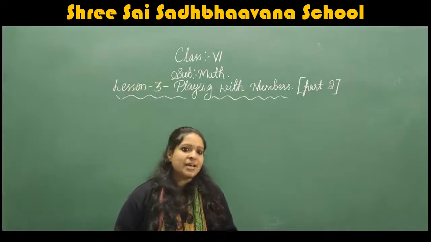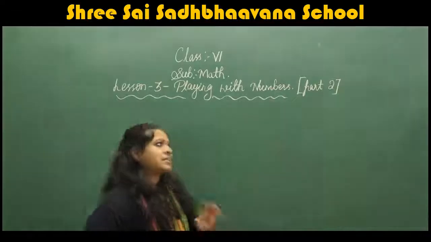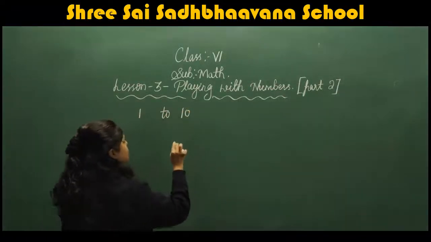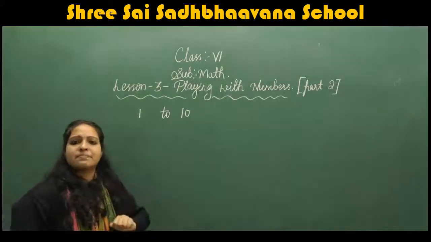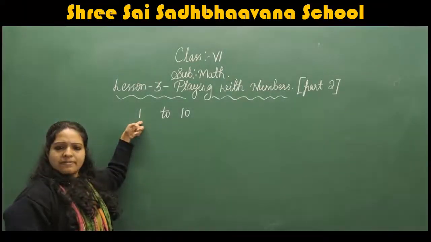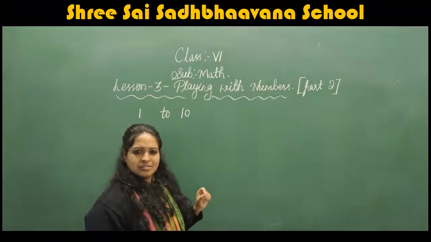Understood now? Yes, prime numbers. Now, let me show you which are the prime numbers within 1 to 10. Within 1 to 10, how many prime numbers will we get? Let us see. First, we will take 1. Is 1 a prime number, children?